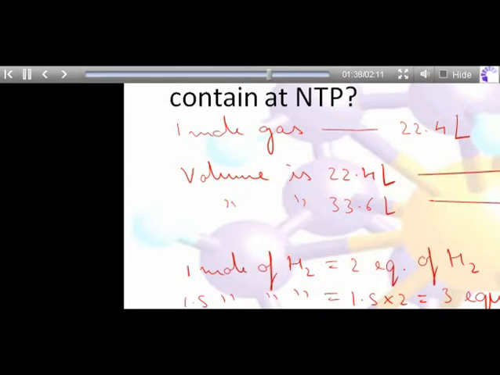Similarly, 1 mole of Cl2, that is chlorine gas, is equal to 2 equivalents of Cl2. So 1.5 moles of Cl2 will be equal to 2 into 1.5, that is again equal to 3 equivalents. So hydrogen and chlorine gas at NTP will contain 3 equivalents each.